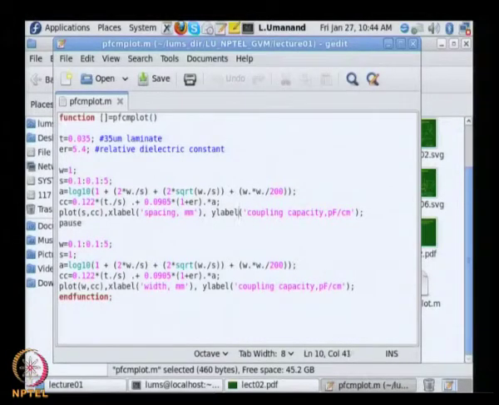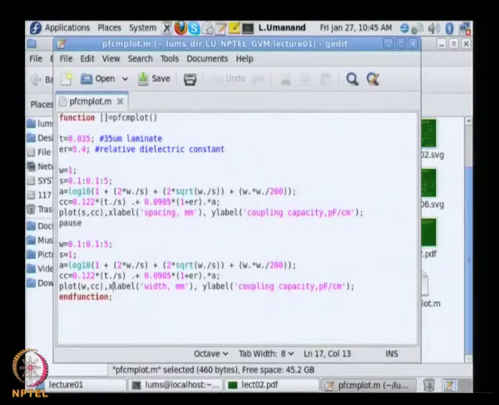And then we would like to see a plot of the coupling factor or coupling capacity with the x axis being mm and the y axis being the coupling capacity in PF per centimeter. After that, we would also like to see it not only with respect to S but also with respect to the width of the track W. So, next I make the width of the track a vector from 0.1 to 5 in steps of 0.1. And then S is just 1 mm, the spacing between the tracks, and again we apply the same two equations and then we plot.